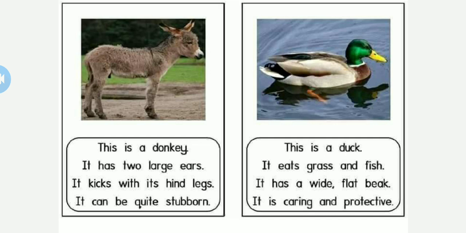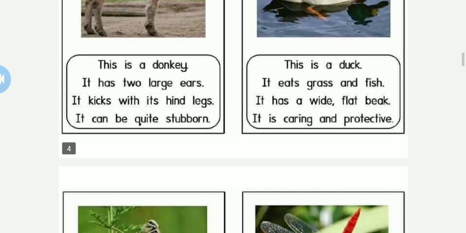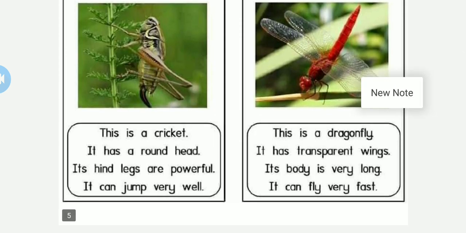Look at another picture on your right. This is a duck. It eats grass and fish. It has a wide flat beak. It is caring and protective. Look at the beautiful bird it is. Next slide.